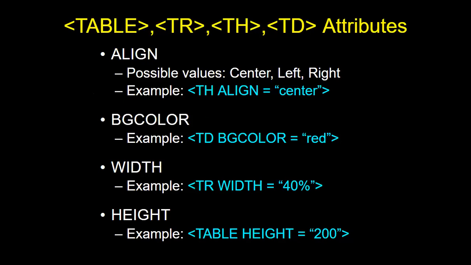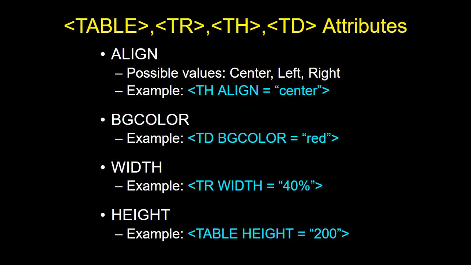Here are some other attributes which are used with table row, table heading, and table data tags. The first one is align, and its possible values are center, left, right. It means if we want to give the heading in a table with center alignment, we will use this attribute and give the value of center in double quotation.